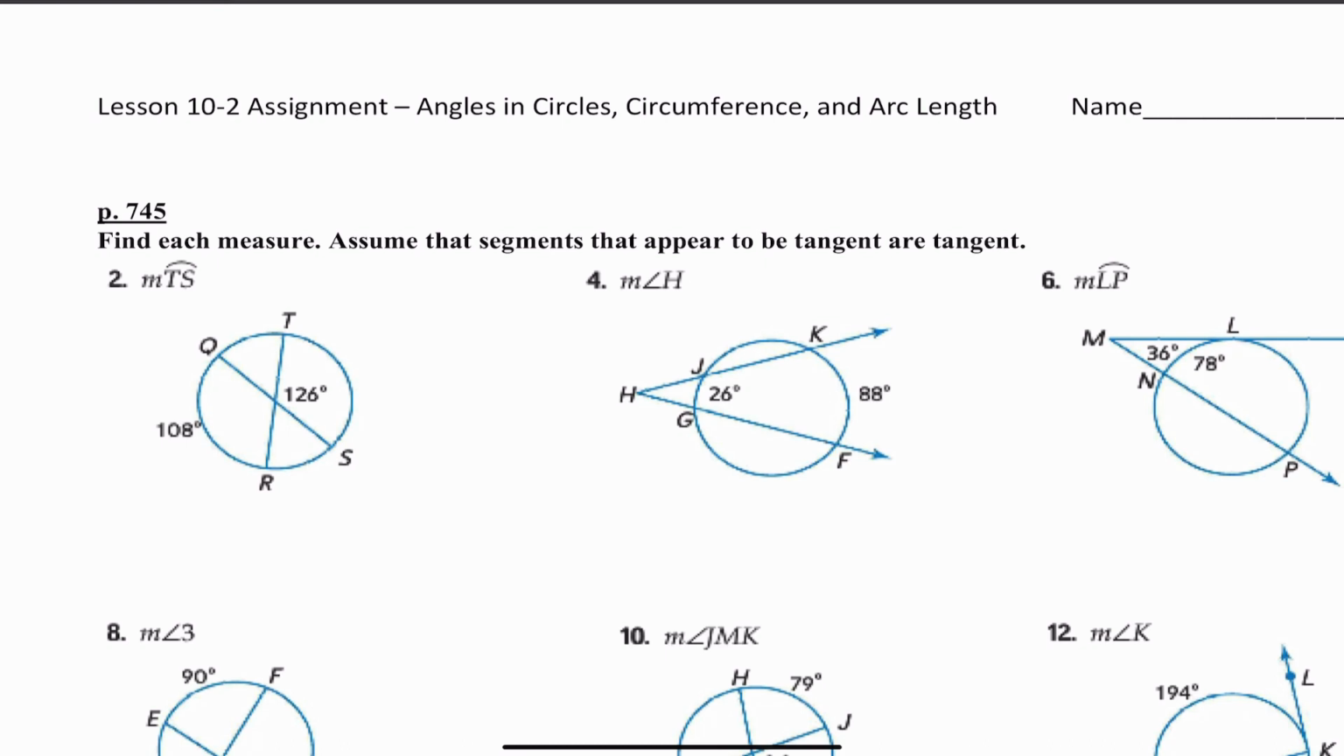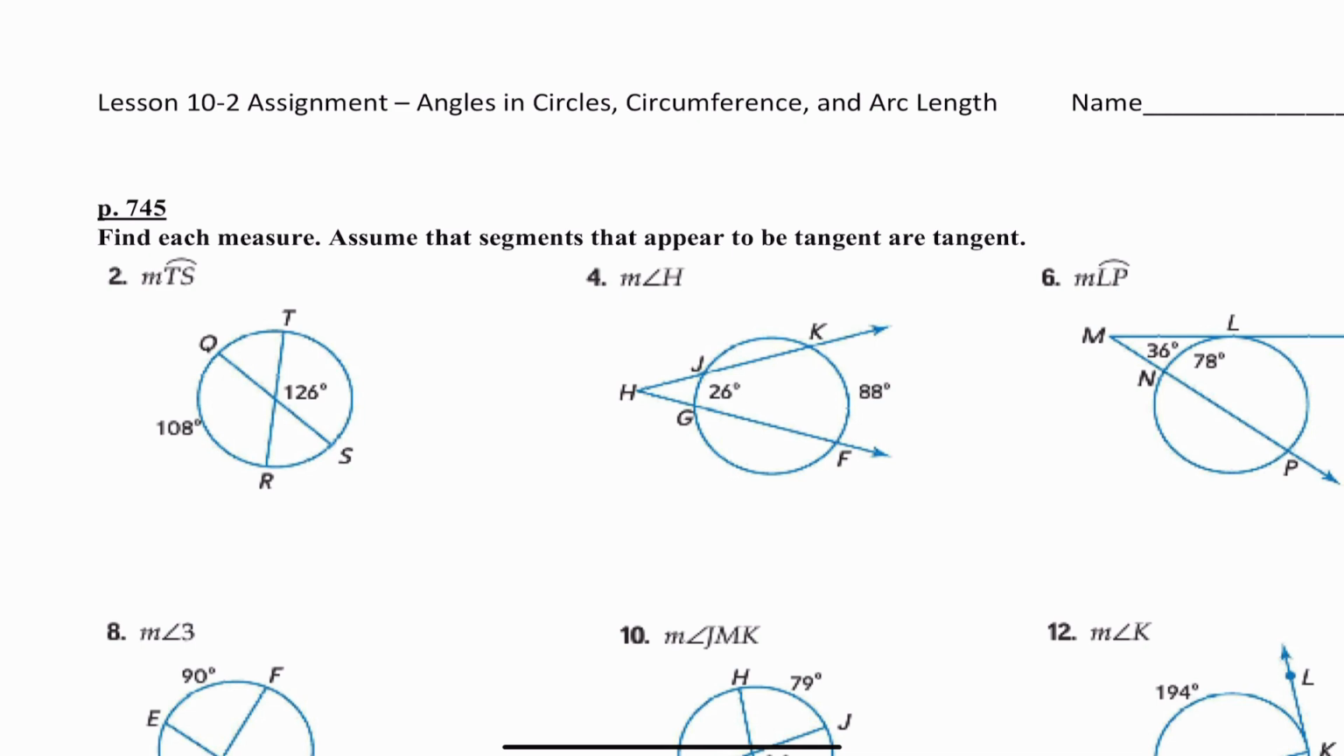Alrighty, what I want to go ahead and do is look at the 10-2 assignment together. Now, before we do that, I want you to ensure that you have all the formulas ready because there are so many formulas. If you don't have the formulas, I highly encourage you to go back to the notes video or just look at the notes and see all the formulas and when to use each of them. Because for this homework assignment, you're going to be dealing with lots and lots of formulas here. I guarantee you that. Number 2, find each measure. Assume that segments that appear to be tangent are tangent.